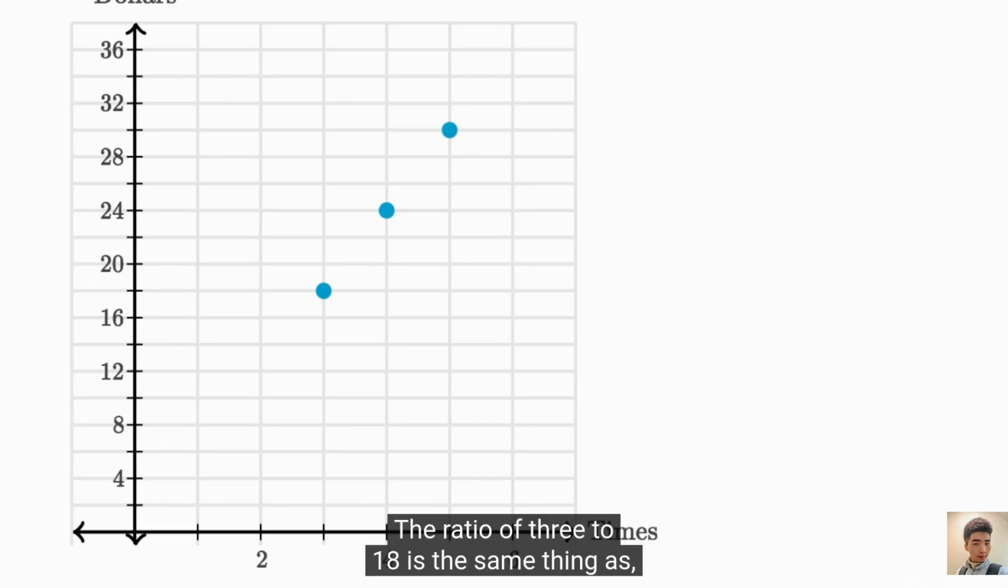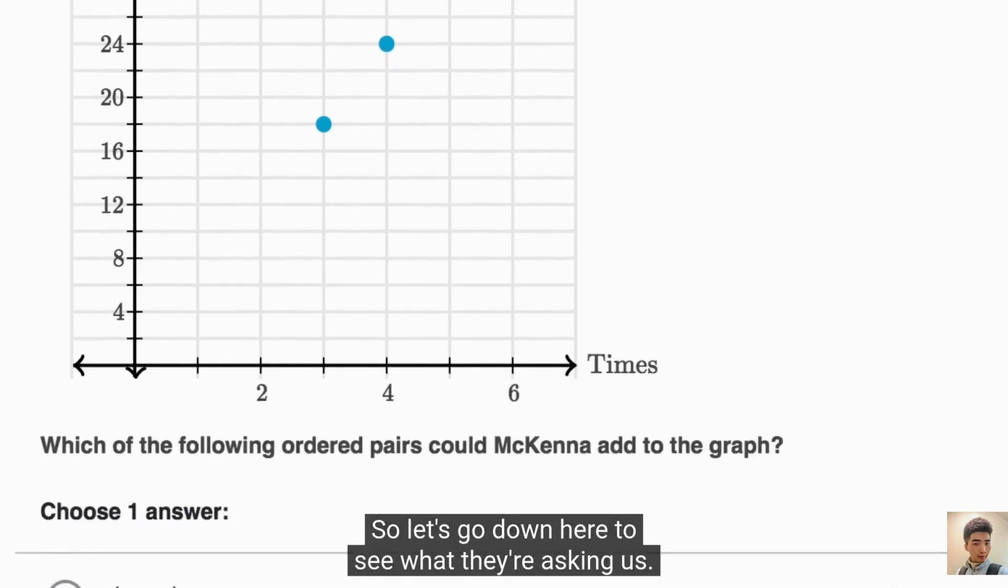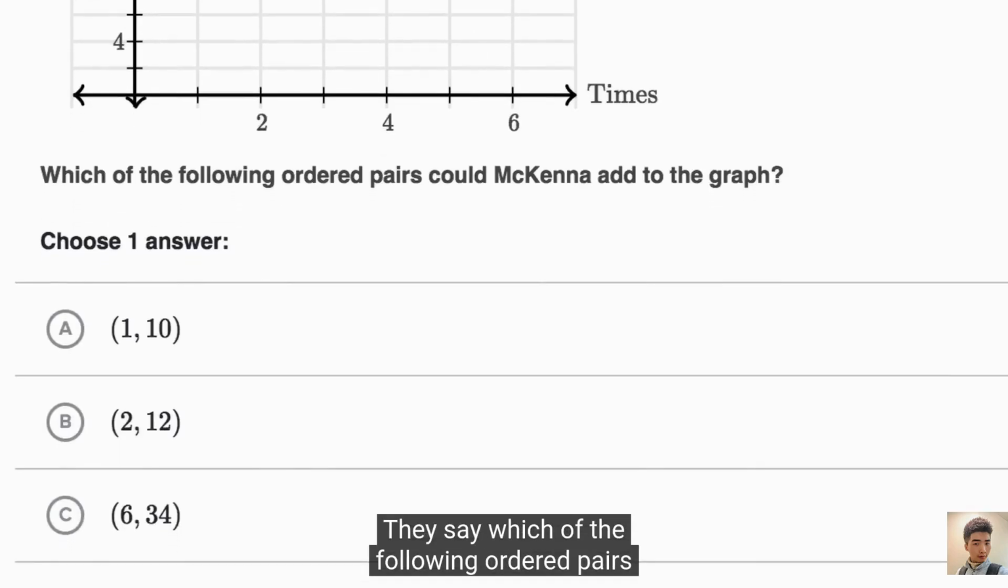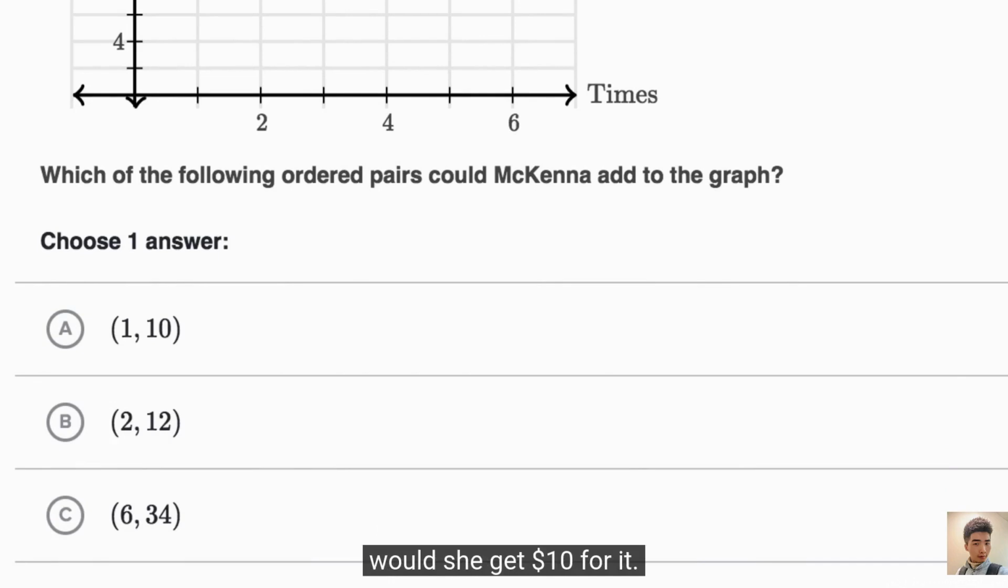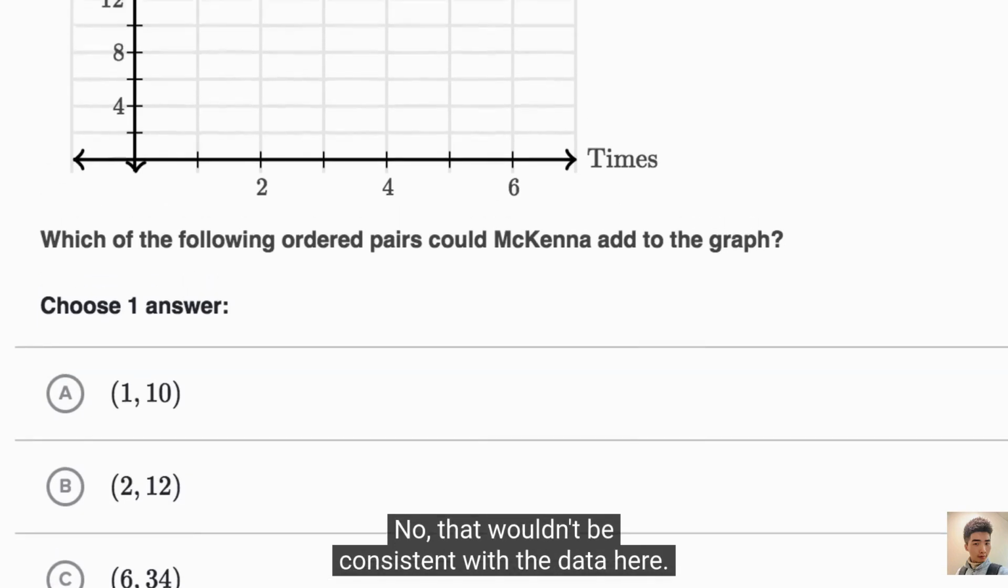The ratio of 3 to 18 is the same thing as, or one way to think about it is, $18 for every 3 times she shovels snow. That would be equivalent to $6 for every time she shovels snow. So let's go down here to see what they're asking us. They say, which of the following ordered pairs could McKenna add to the graph? So this would be 1 time shoveling snow, would she get $10? So does she get $10 for every time she shovels snow? No, that wouldn't be consistent with the data here.